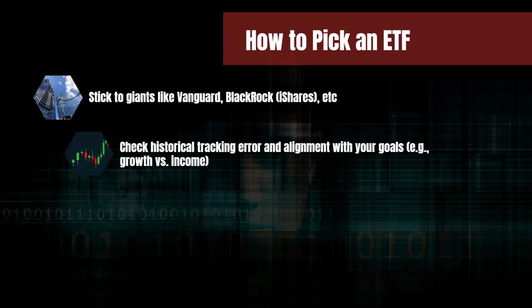Then look at historical tracking error and alignment with your goals. Tracking error is how closely it follows the index, if we're talking about an index ETF. All of this information is generally provided on the website of the company providing the ETF, or on websites that gather that information for users. For example, there's a website called Just ETF, and you can find a lot of information about an ETF there. They gather the information and you can just look it up.